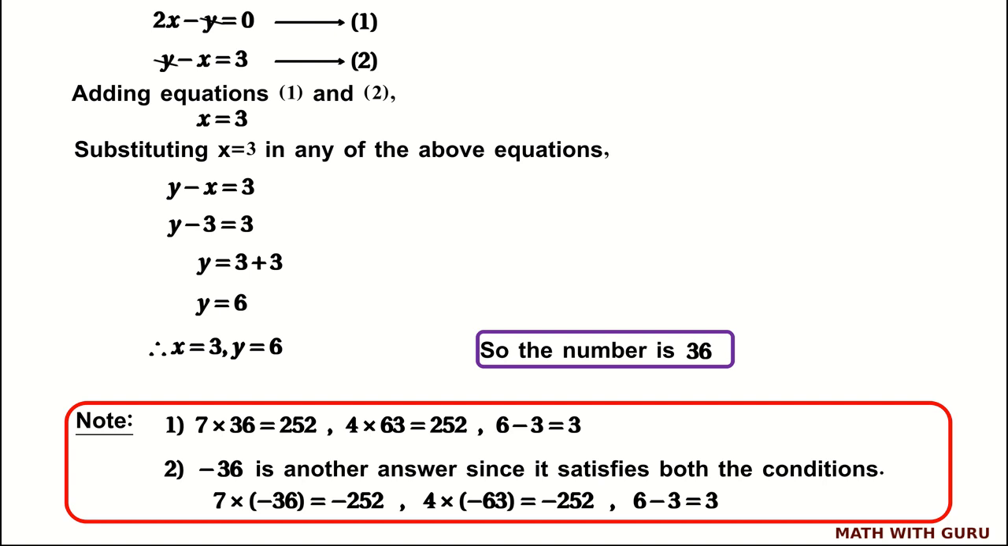The digits cannot be negative. Remember this. 6 minus 3 equals 3. But in the examination, it is enough if we take only the positive value.